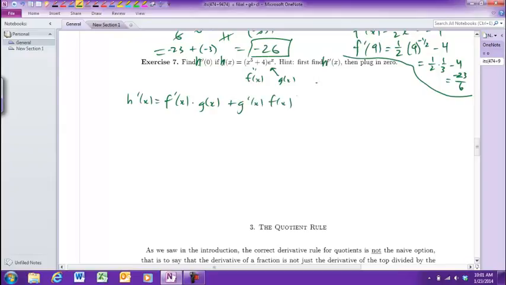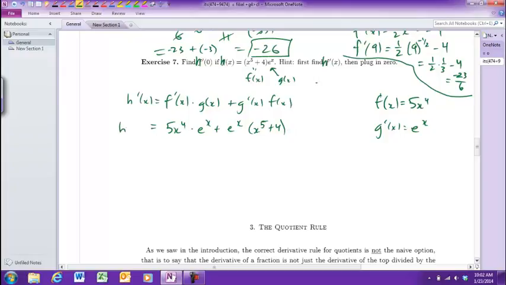times f of x. And I already know what f of x and g of x are, so let's take their derivatives. The derivative of x to the 5th plus 4 is 5x to the 4th. The 4 just goes away because it's constant. And g prime of x, the derivative of e to the x, is just e to the x. So this becomes 5x to the 4th times e to the x plus e to the x times x to the 5th plus 4.